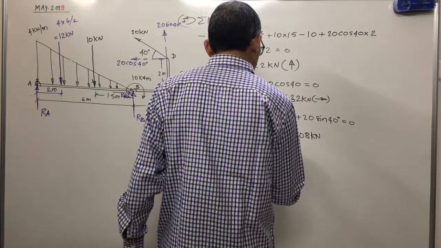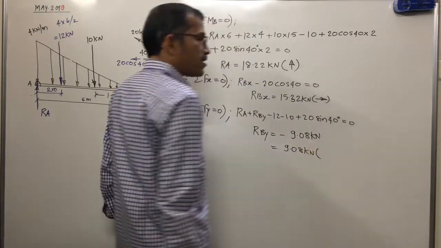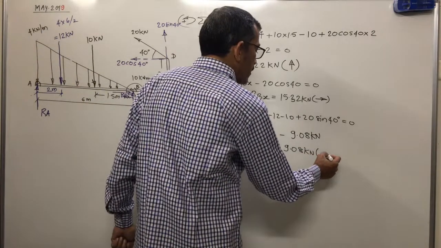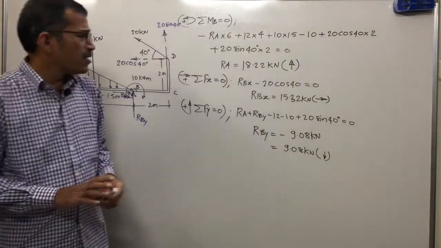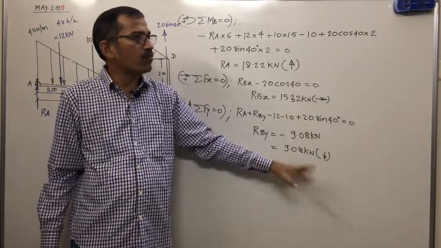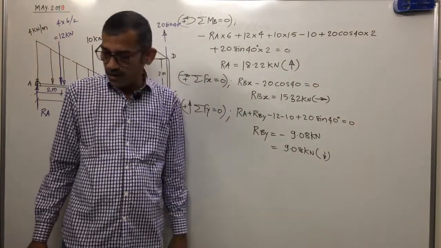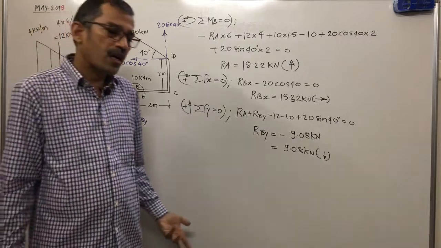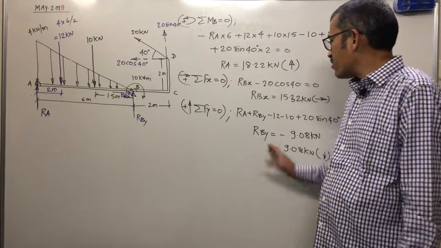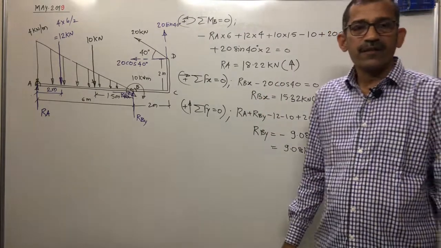As you are getting a negative answer, what does it represent? The assumed direction is wrong. What is the assumed direction of RBY? Upward. That means the correct direction is downward. Clear? From RBX and RBY, you can decide the quadrant. RBX rightward, RBY downward: rightward and downward means fourth quadrant. Magnitude of RB is the square root of RBX squared plus RBY squared. Theta is tan inverse of RBY upon RBX. You can find the resultant reaction at B and its inclination from RBX and RBY.